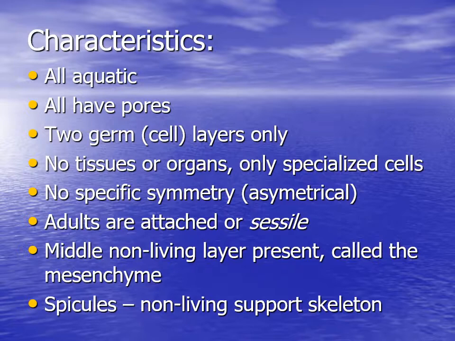They don't have organs, but they do have specialized cells, and those specialized cells are going to work together to accomplish goals of keeping the sponge alive. But even though these specialized cells are working together, they do not form tissues. All sponges are asymmetrical. They have no specific symmetry. The adult sponges are sessile, and that means they're attached and are non-moving.